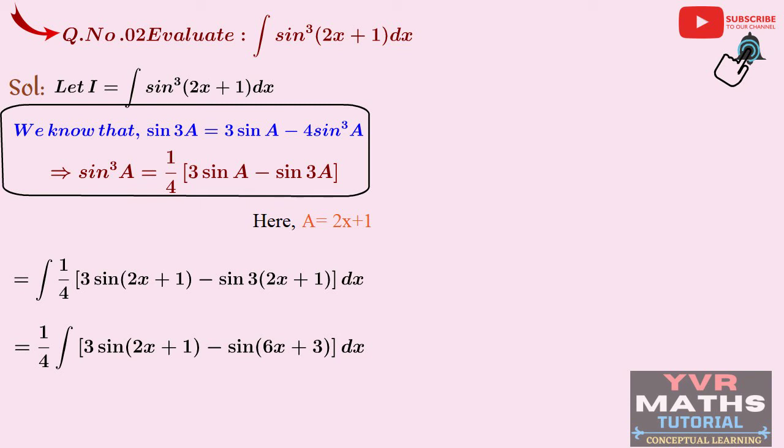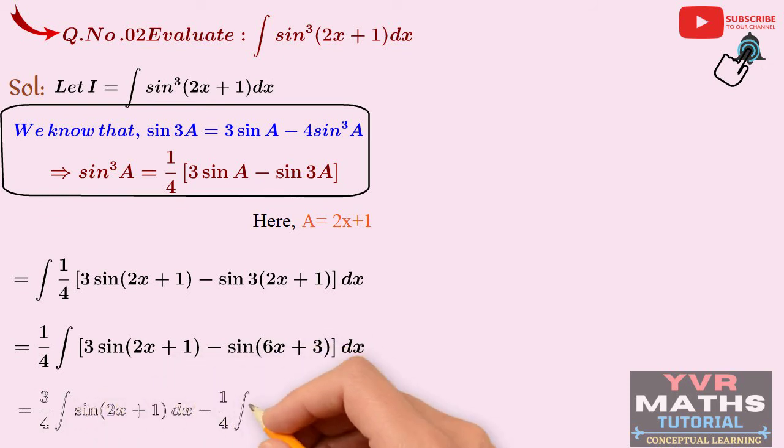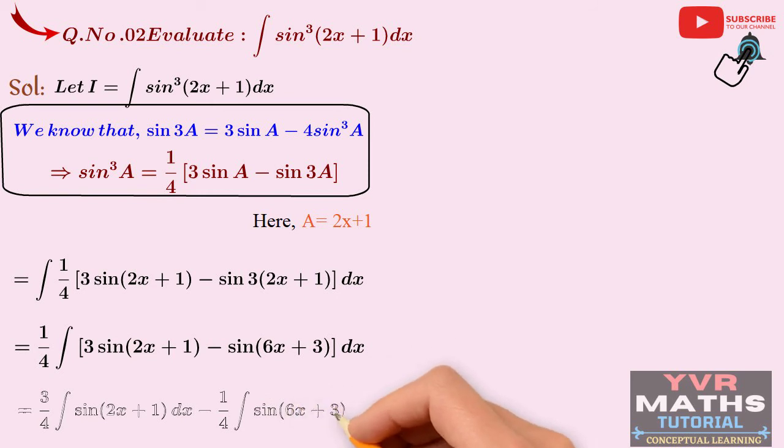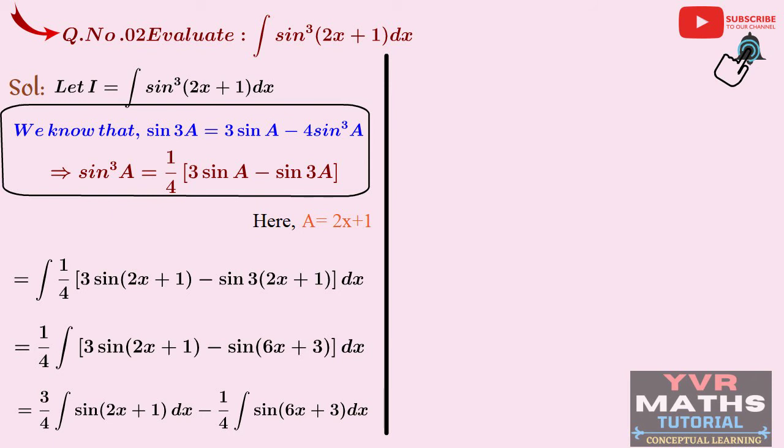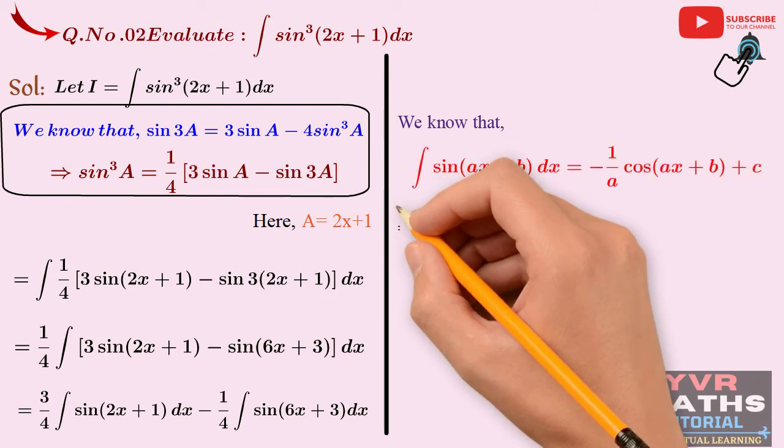By using properties of indefinite integrals, I am going to apply individual integrals for both the terms. Then the next step is 3 by 4 into integral sine 2x plus 1 dx minus 1 by 4 into integral sine of 6x plus 3 dx. If we observe this step, in both the integrals the integrand is in the form of sine of ax plus b. We know the formula for integral sine of ax plus b. That's why I am going to apply that formula here. If we apply that formula, then what we will get? See here in the next step.